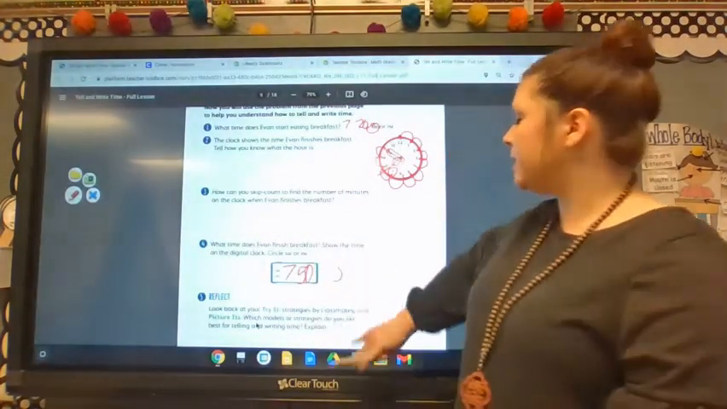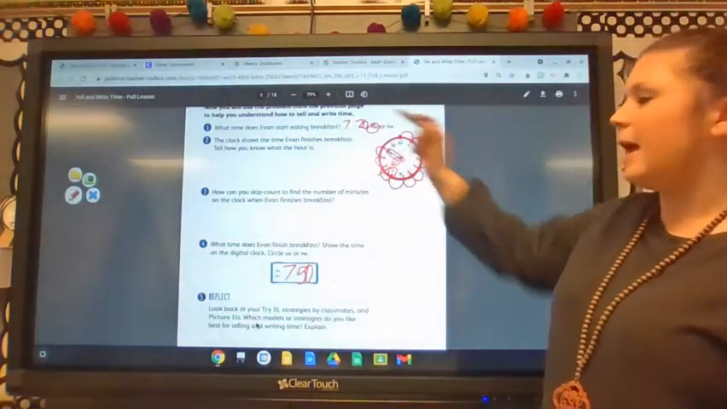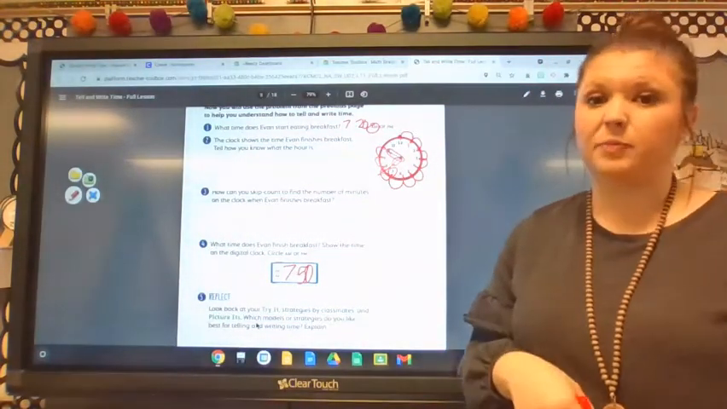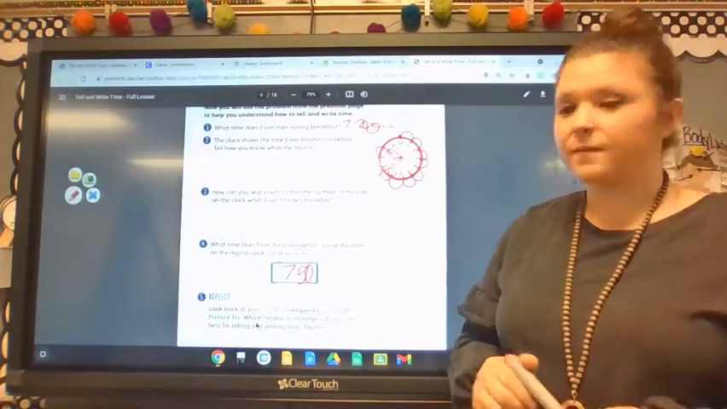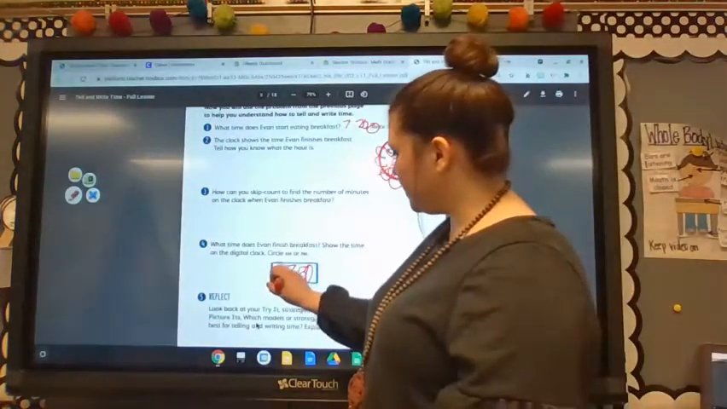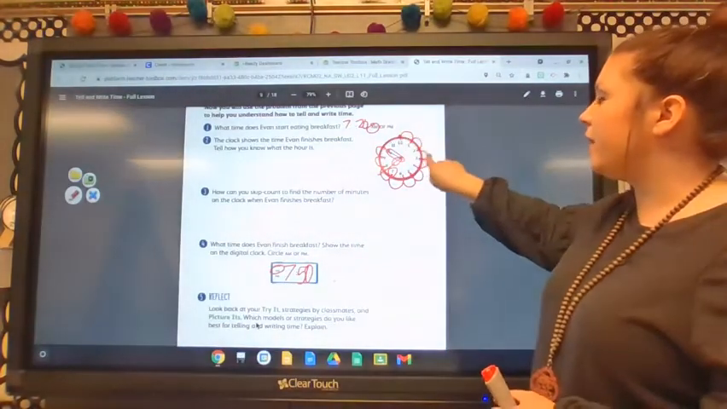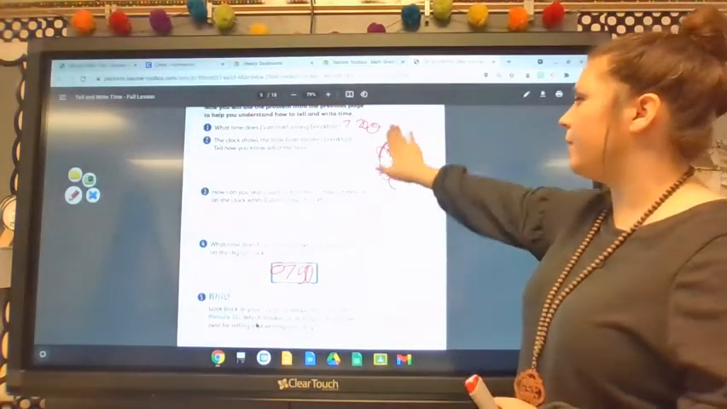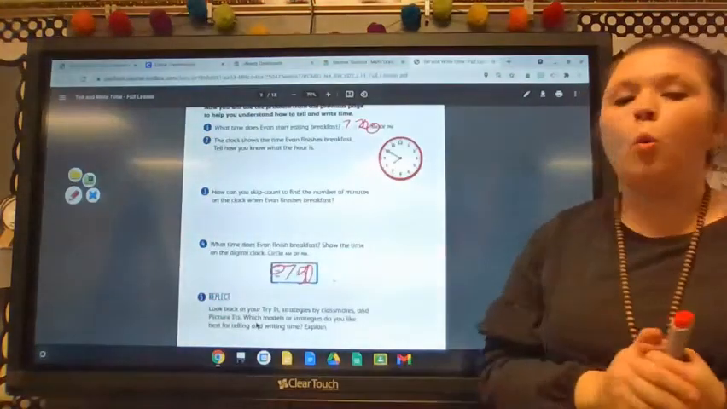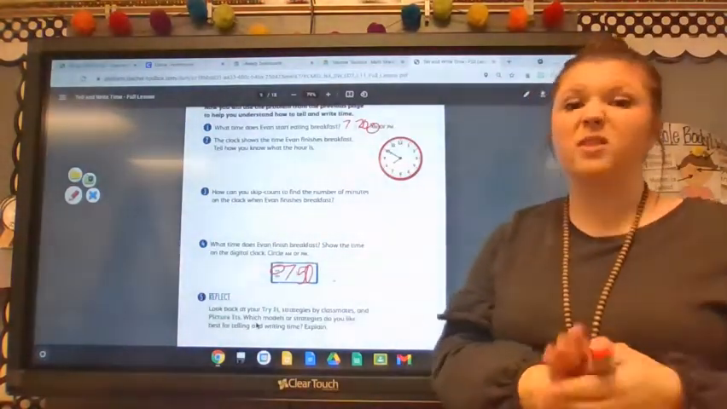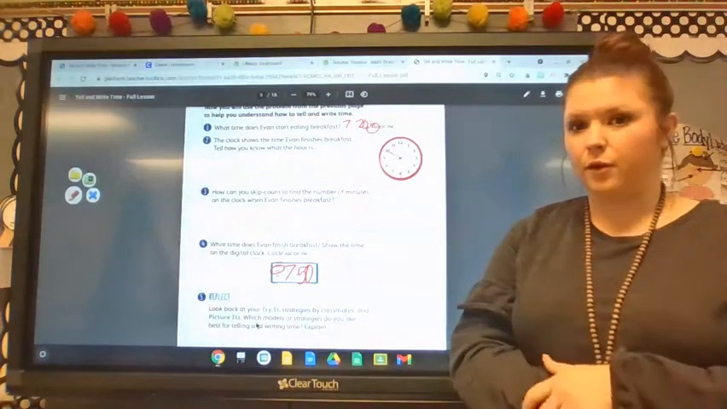So the time that Evan finishes breakfast is 7:50. Remember, we said that he started breakfast in the a.m. So do you think he finishes his breakfast in the a.m. too? Yes, he does. He finishes his breakfast in the a.m. Now, instead of us starting at the 12 and counting all the way around by 5, I'm going to erase this really quickly. What minutes could we just quickly look at the clock and know?